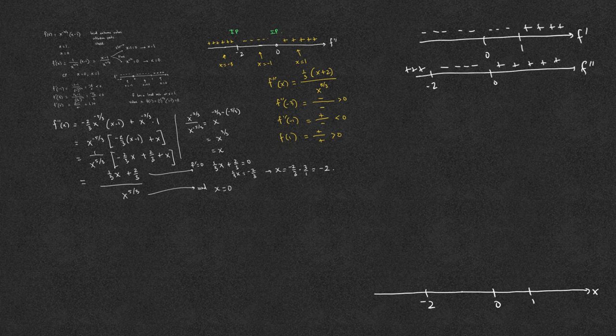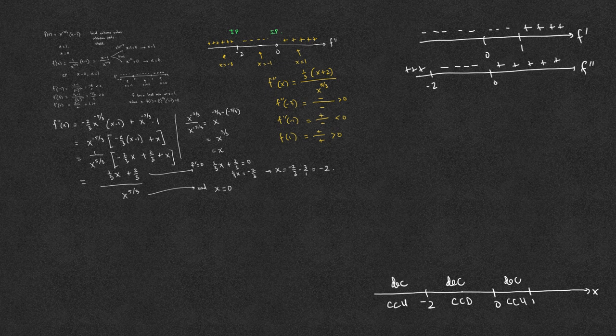From negative infinity to negative 2, f prime is negative, so the function is decreasing. F double prime is positive, so the function is concave up. From negative 2 to 0, f prime is negative, so the function is decreasing. F double prime is negative, so the function is concave down. From 0 to 1, f prime is negative, so the function is decreasing, and f double prime is positive, so the function is concave up.